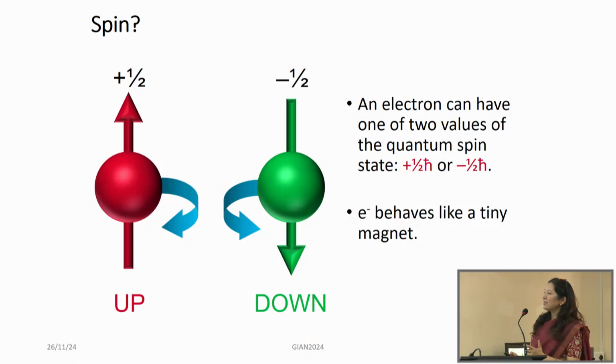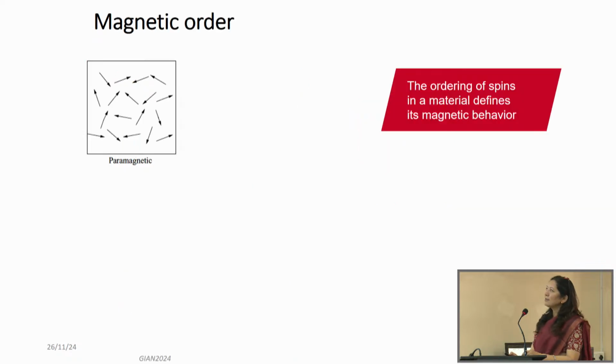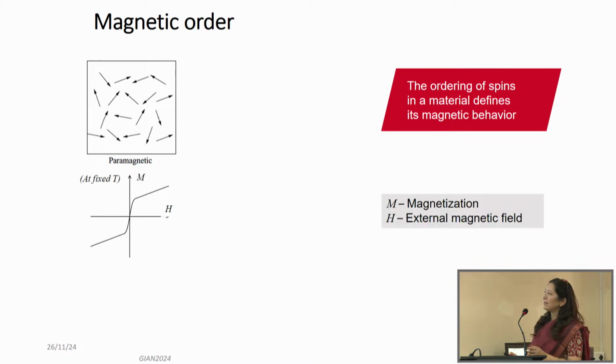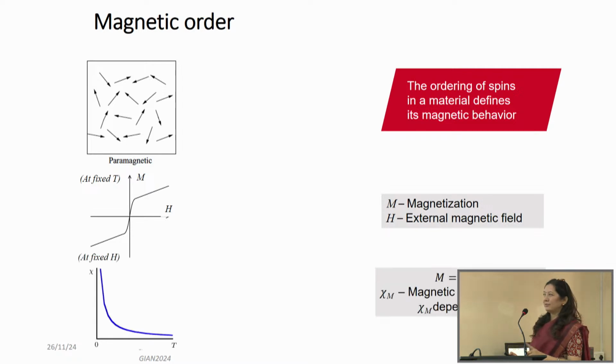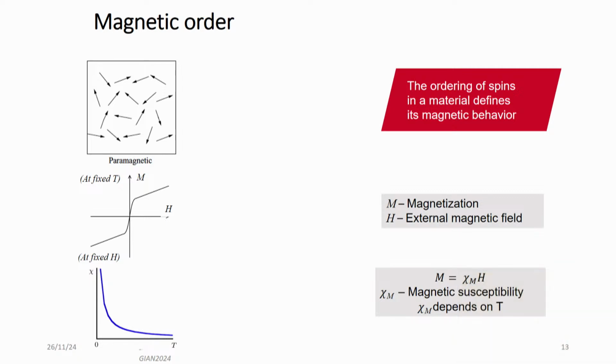So the electron actually behaves like a tiny magnet. How those spins are aligned in a material decides the magnetic behavior of that material, right? If they are randomly aligned, it is paramagnetic. Yesterday we talked about it: this is the behavior of the M-H curve, magnetization versus applied magnetic field, and the chi-T curve, susceptibility as a function of temperature. This is what you get when you have a paramagnetic material.